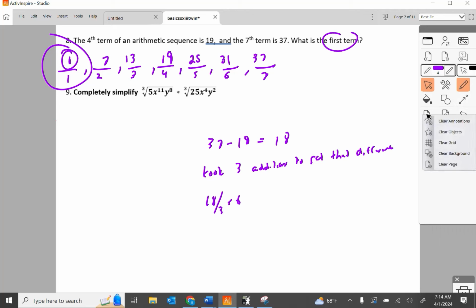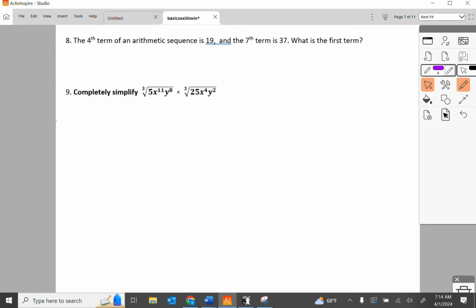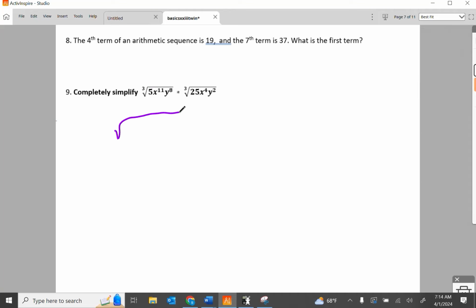Alright, we have the, there we go, the completely simplify thing. And you are allowed to multiply the contents inside together. We'll have one large cubic root. 5 times 25 is 125. x to the 11th times x to the 4th is x to the 15th. And y to the 8th times y squared is y to the 10th.